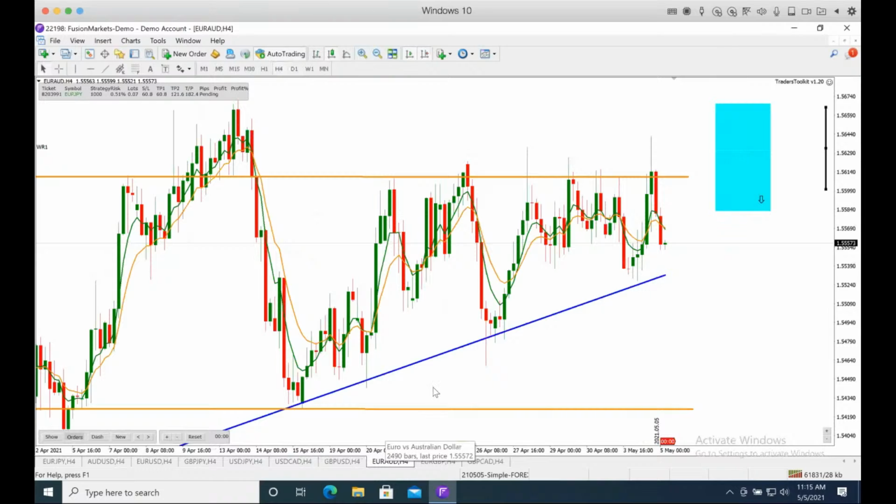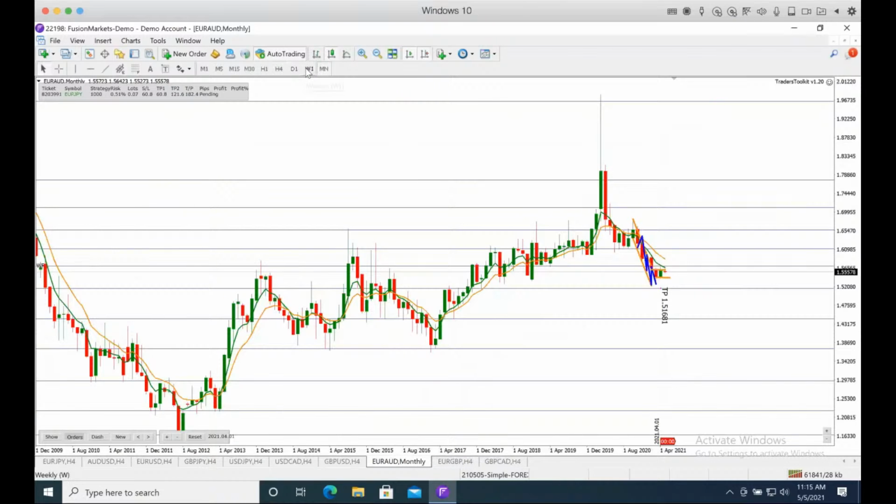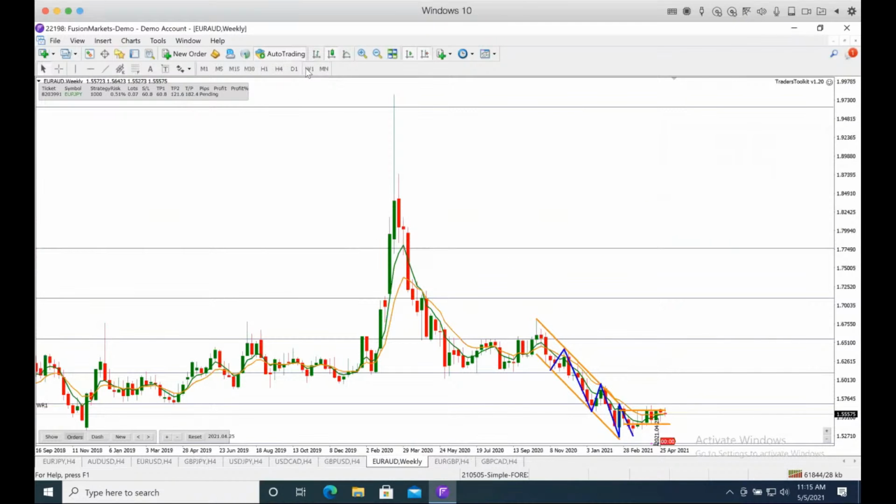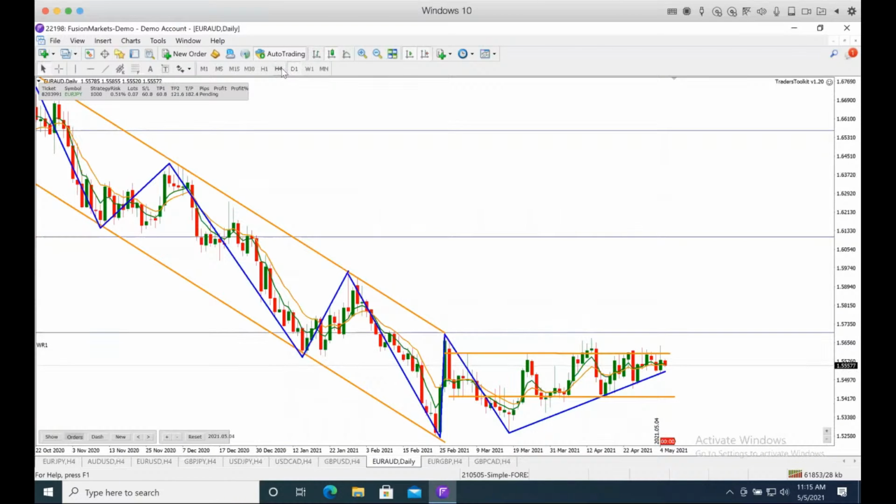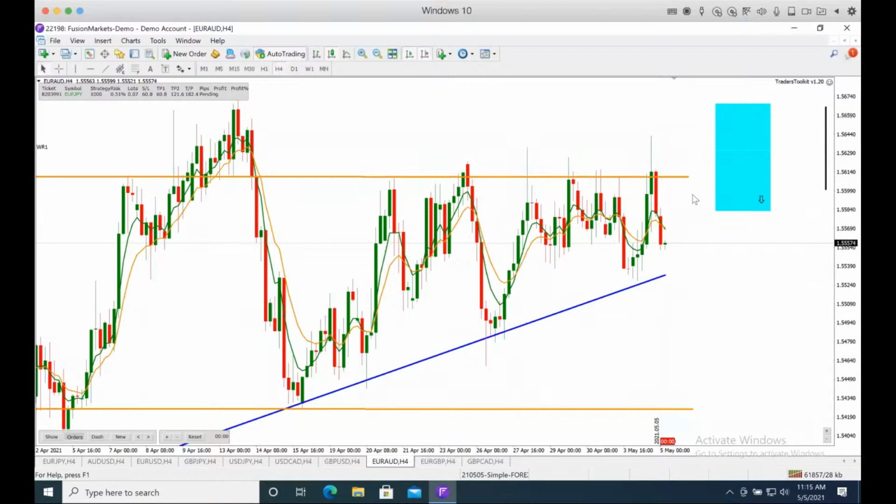Next currency pair I'm going to have a look at is Euro AUD. So this currency pair, I'm looking for a short. At the moment it's going sideways, so it would really need to be at the top of that range. A really good strong price action at the top of the range for a short. So looking for the price to be around this level here.